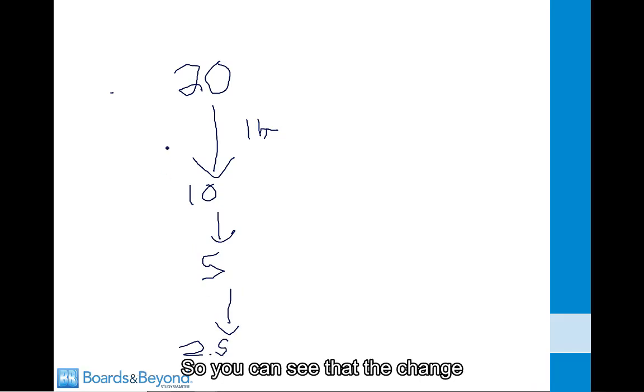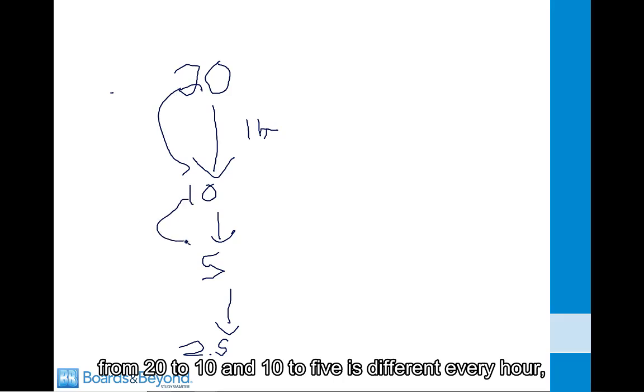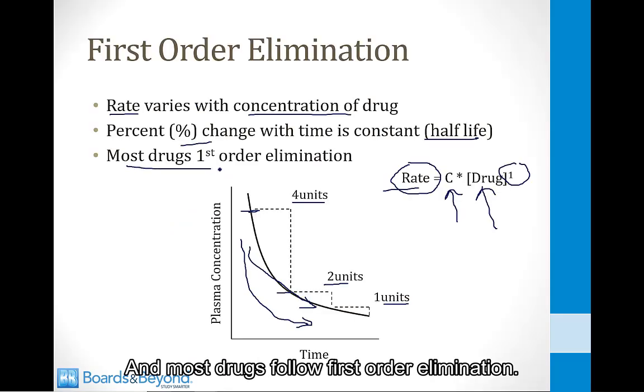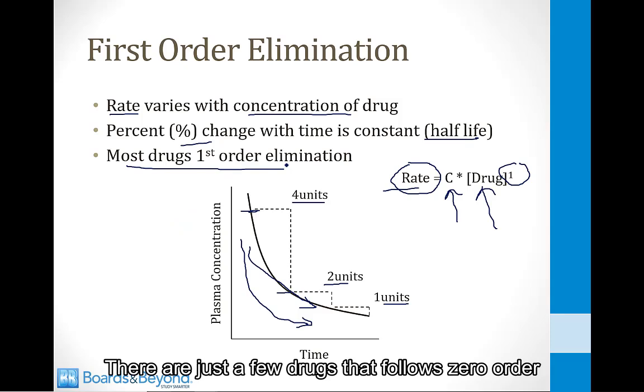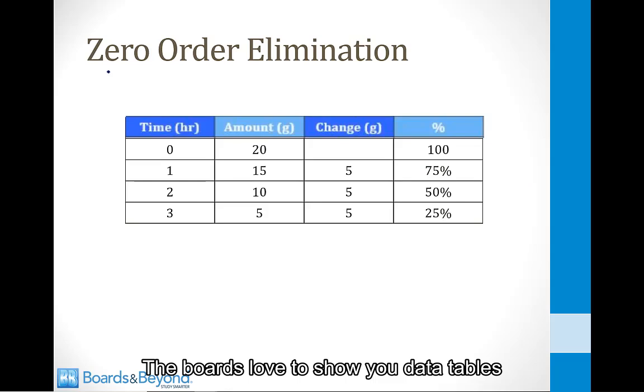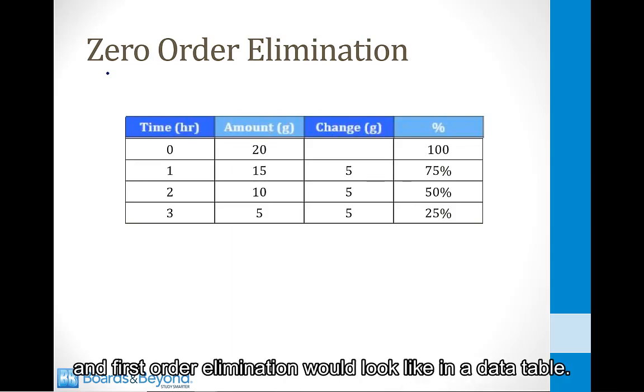So you can see that the change from 20 to 10 and 10 to 5 is different every hour. However, the percent change is constant, and therefore the half-life is constant. And most drugs follow first-order elimination. There are just a few drugs that follow zero order, and those are the ones I mentioned on the last slide. The boards love to show you data tables and ask you to interpret them, so let's go through what zero order and first order elimination would look like in a data table.